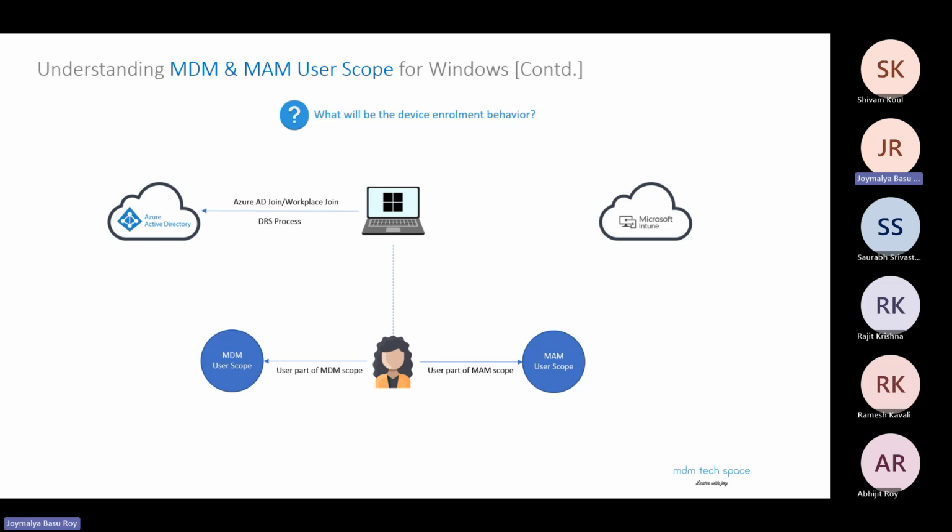This is a question to you guys. So for corporate joined devices, MDM enrollment will take place because it takes precedence. And if you're doing BYOD or just MAM, MAM will take precedence over MDM in that case. Correct?